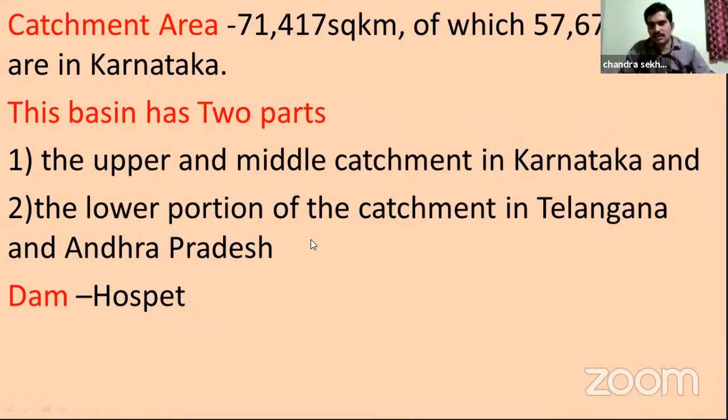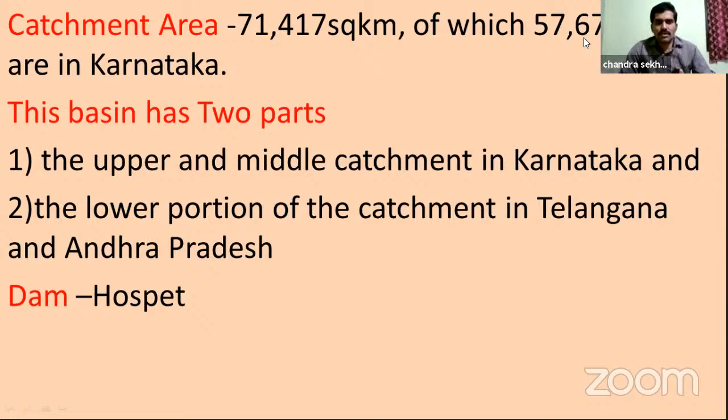Okay, the total catchment area of the Tungabhadra river is 71,417 square kilometers, and in that 57,671 square kilometers are in Karnataka. It means the maximum catchment area lies in the state of Karnataka. This basin has two parts: the upper and middle catchment area, which is in Karnataka, so a major portion of the catchment area is there in Karnataka. The lower portion of the catchment is in Telangana and Andhra Pradesh.